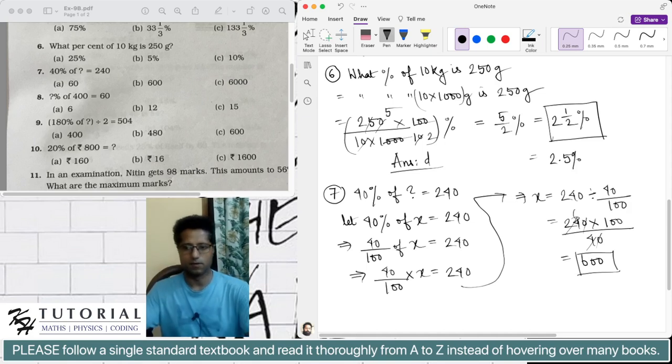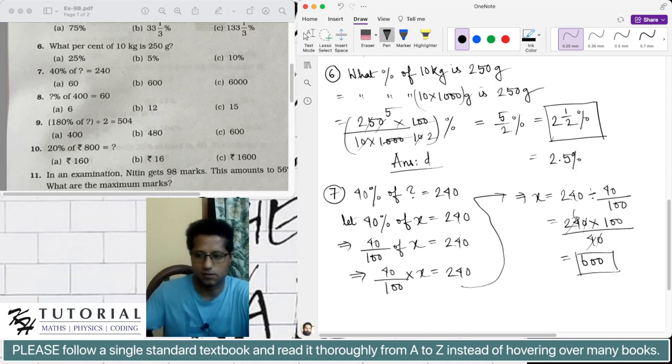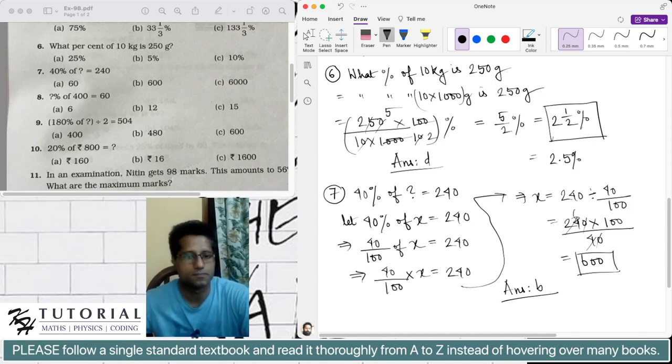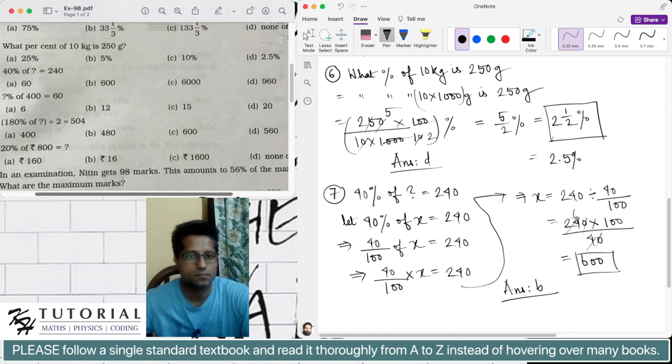So the missing number in the given equation, that is 40% of x is equal to 240, so x is 600. So the correct answer, the correct choice, is B. B is the correct choice.